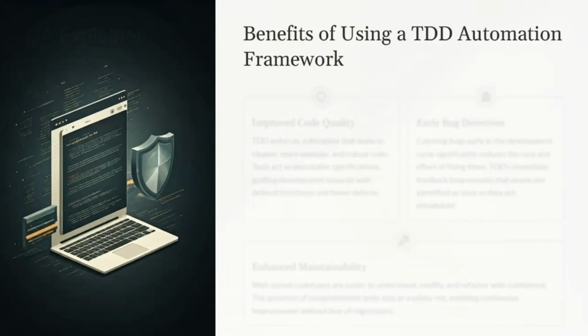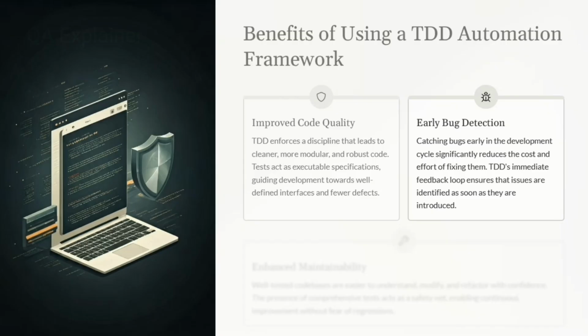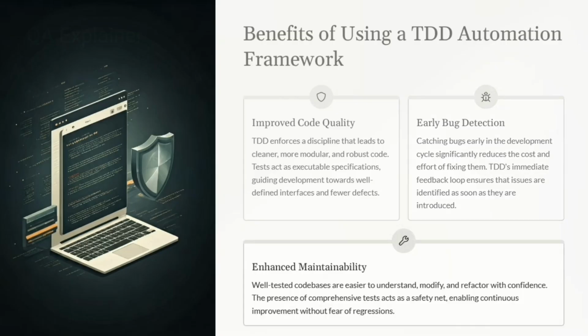Now, what is the benefit of using a TDD automation framework? The first benefit is that it improves code quality, because TDD automation is fully focused on coding. Here we are writing everything in a proper code structure. And there is early bug detection. Here we can detect bugs earlier, and it is very fast, which is a nice thing. Another is maintainability. Here we can maintain our code, it is very easy to understand and modify, and we can improve our code properly.